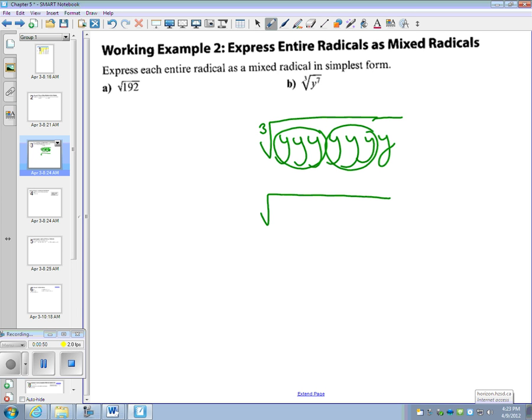So we're going to take one group of 3, cube root it, and get y. We're going to take another group of 3, put another y out here. We're left with y underneath. Well, y times y is just y squared. Sorry, I should have kept my index there. Y squared times the cube root of y. That's how we would now put this entire radical into a mixed radical.